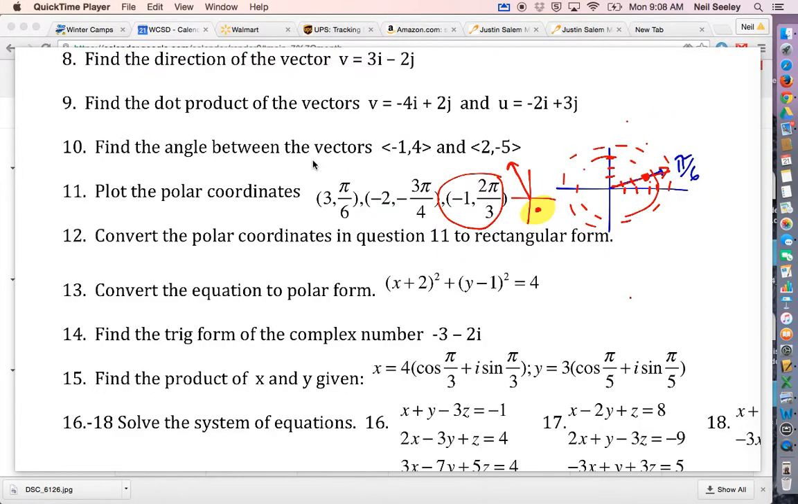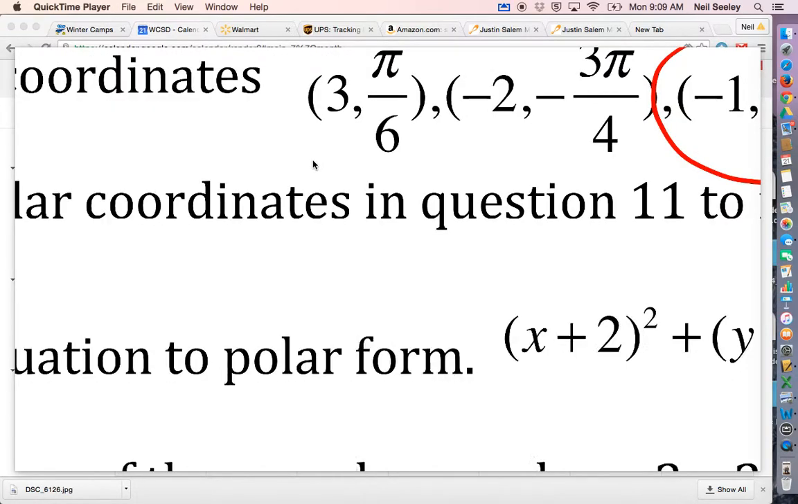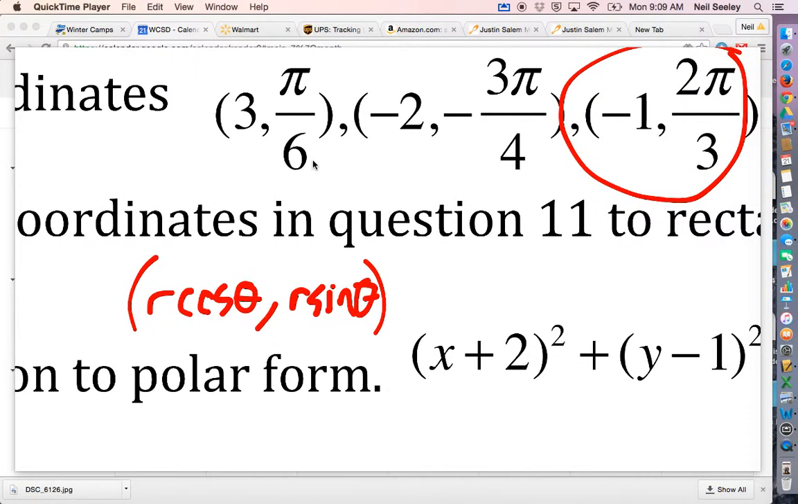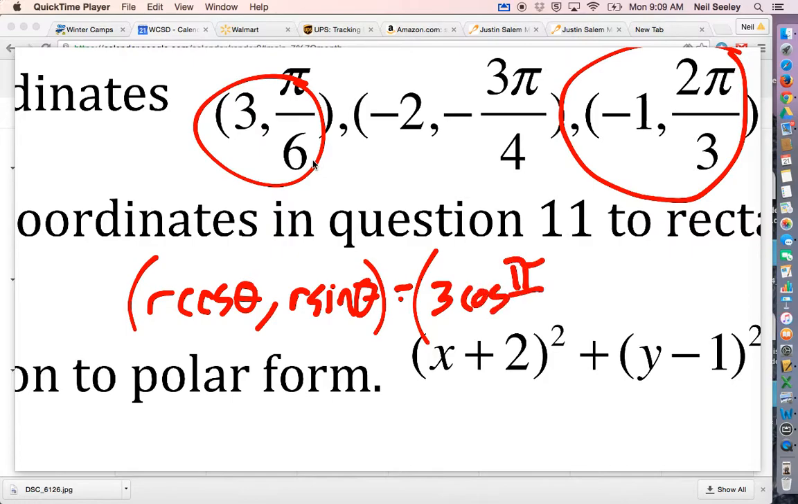Okay. Convert polar coordinates to rectangular form from that same problem that we're looking at. The conversion is a pretty quick little formula. Your xy coordinates are always: r cosine of theta will give you the x coordinate, and r sine of theta will give you the y coordinate. So if you just do a quick calculation on the first one you see up here, r is 3, cosine of pi over 6, and you do this for all of them.